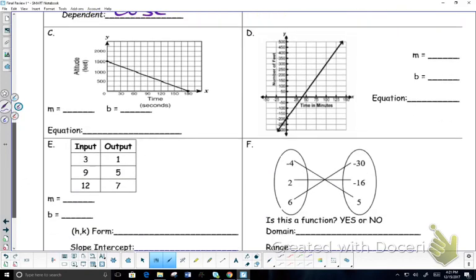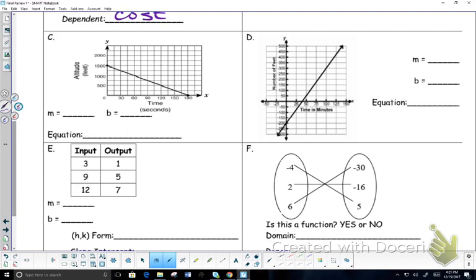Rolling along, we've got C down here. It says, what's my slope? Well, I've got a point at 1,500. And then I've got a point down here. So it went down 1,500 over 180. And it's going to be negative, of course, because it went down. These will cancel out, correct?